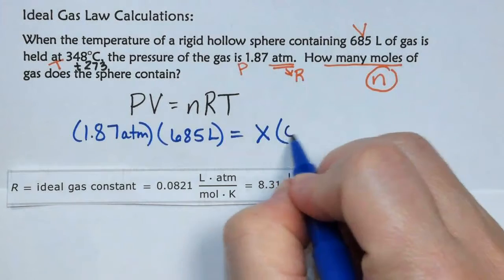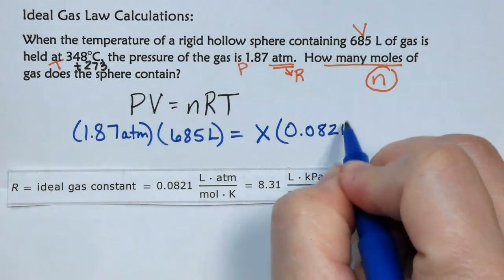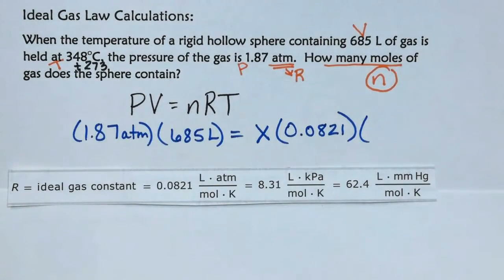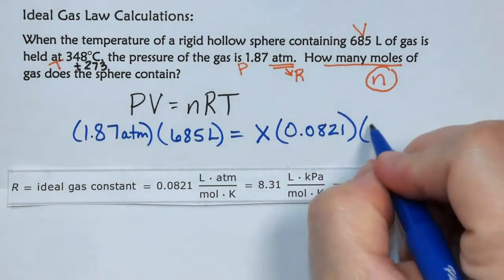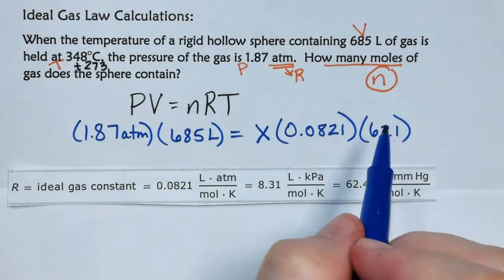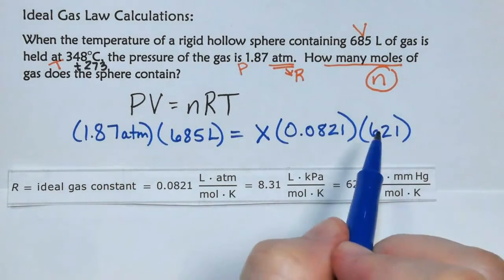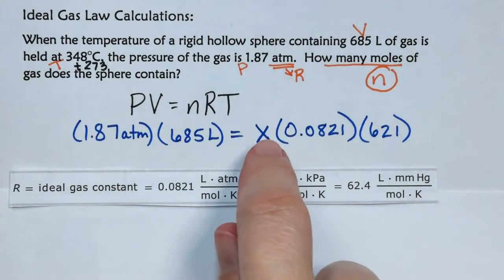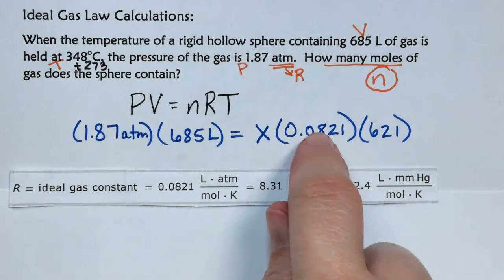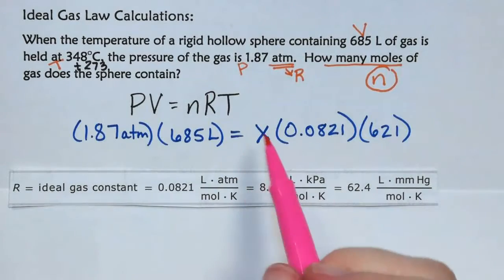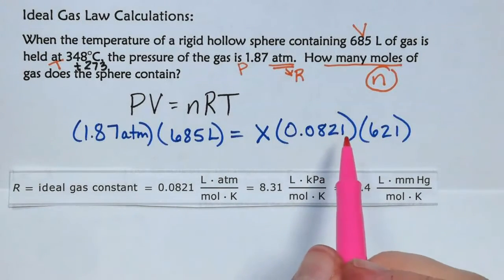So this is 0.0821. And then our temperature is 348 plus 273, which is 621. I've got to add these together to have my Kelvin temperature. So here we have P times V equals moles, which is what I want to find, times R times T. And now I can solve this in my calculator. Do not start on the side with the X.